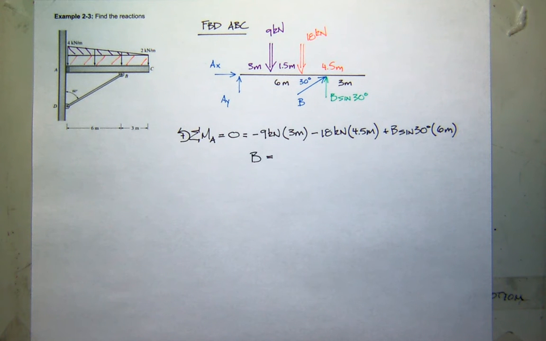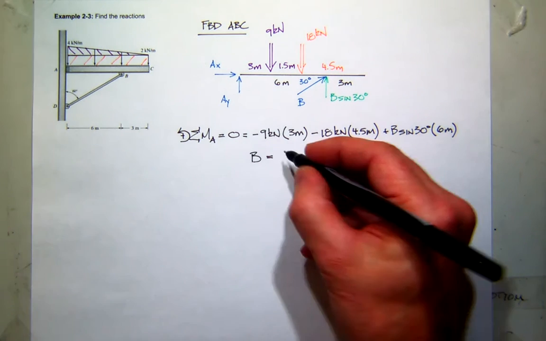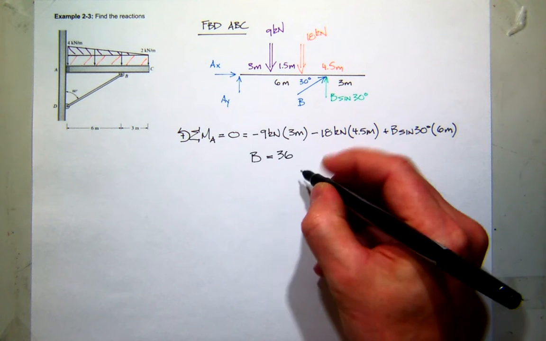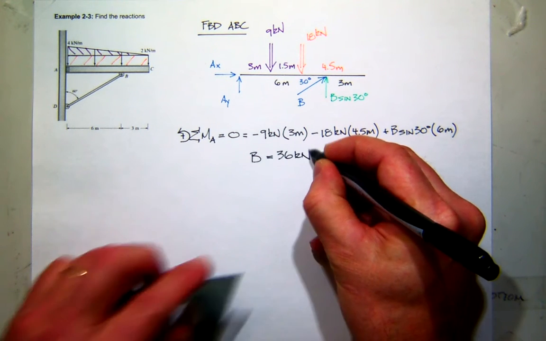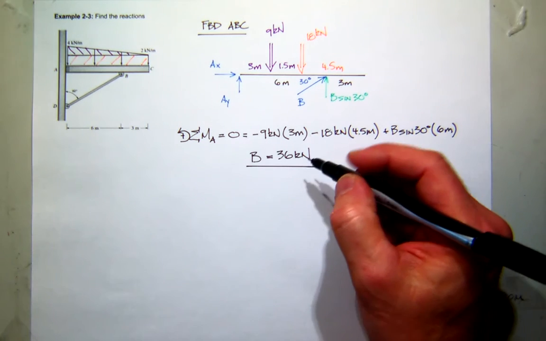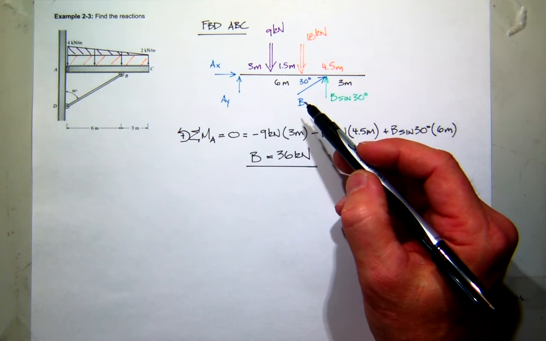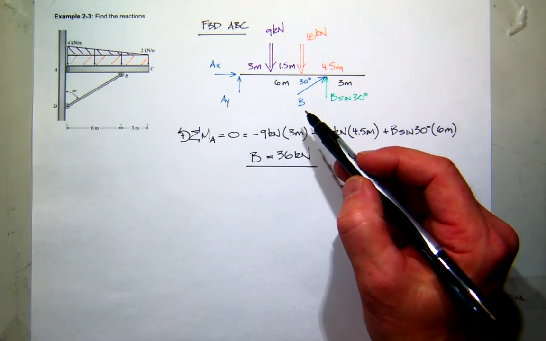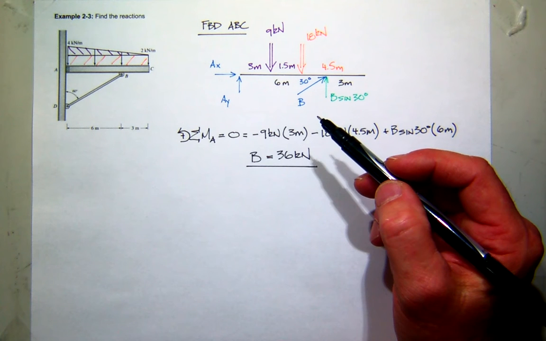Did you get that? 36. 36 exactly? Wow, anybody else get 36? Okay, cool. And that's kilonewtons. Now it came out positive. What does that mean? I assume the right direction. Now think about that. Does that put the element in compression or tension? Do you remember that?